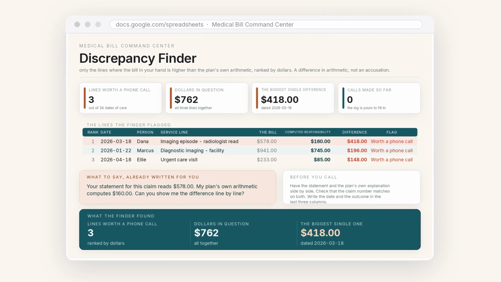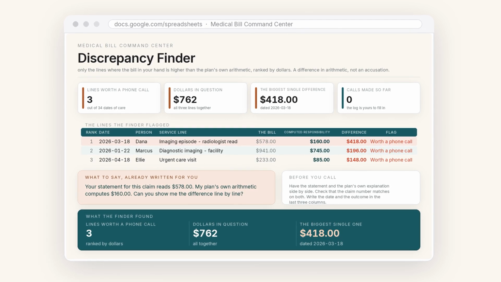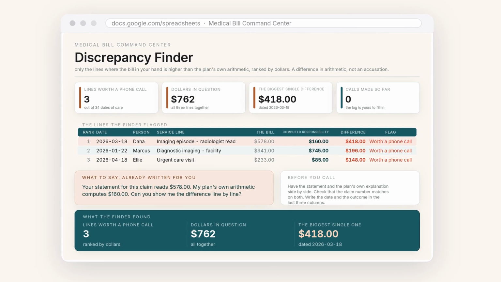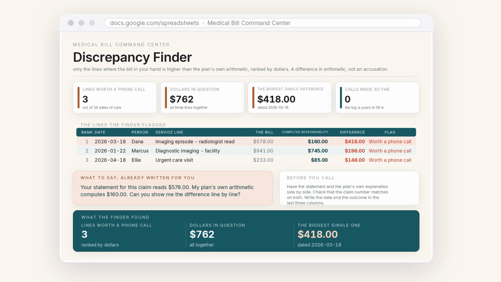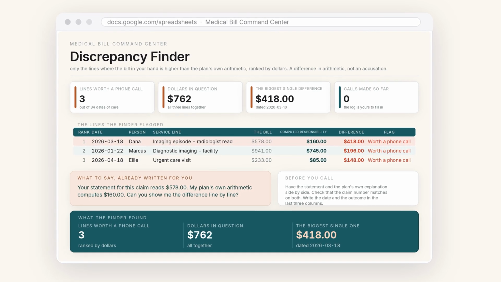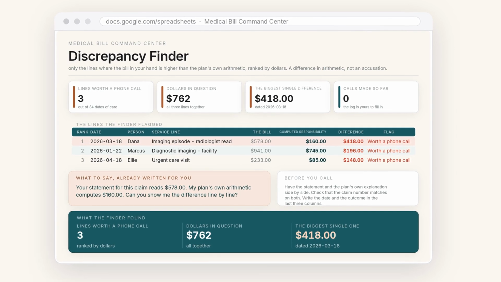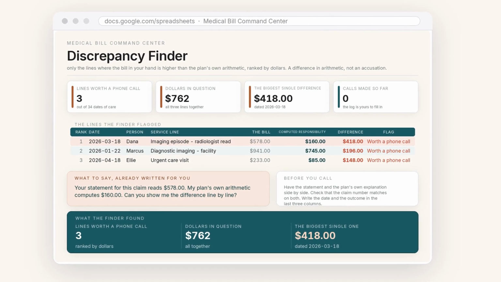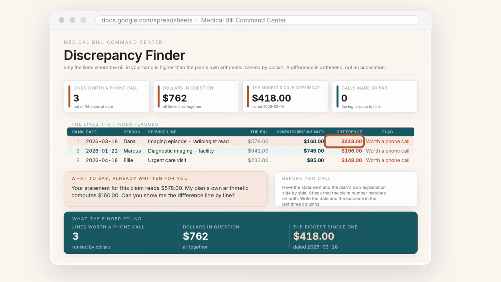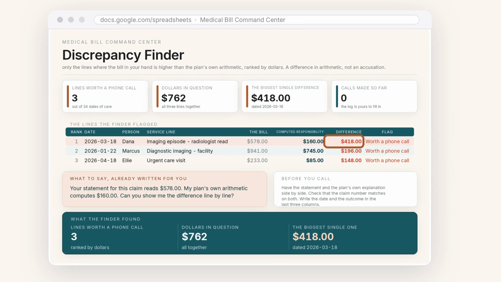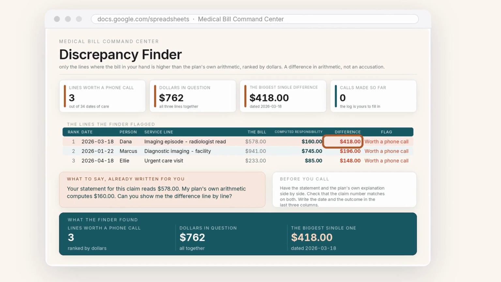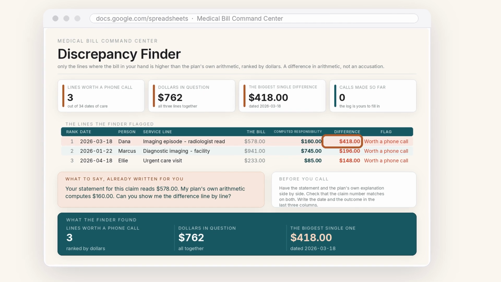The discrepancy finder lists only the lines where the bill in your hand is higher than the plan's own arithmetic, ranked by dollars. 3 lines here, $762 together. The largest is an imaging episode dated March 18th, where the bill runs $418 above what the plan's rules produce, which reads like the same charge appearing twice. The file's wording for that is deliberately mild. It says worth a phone call. A spreadsheet can find a difference. A person resolves it.